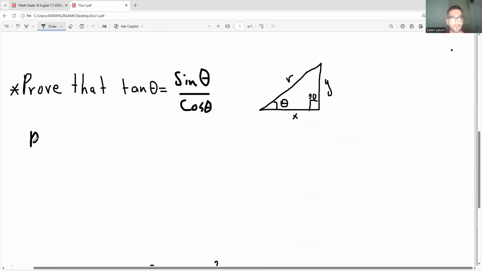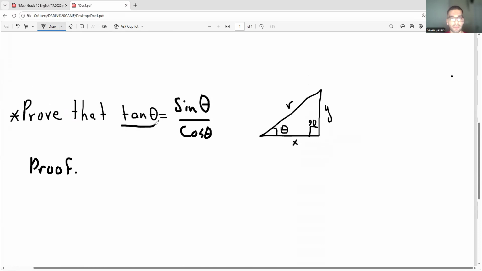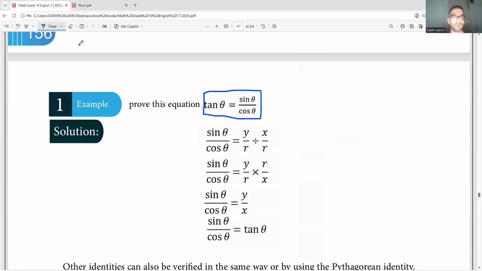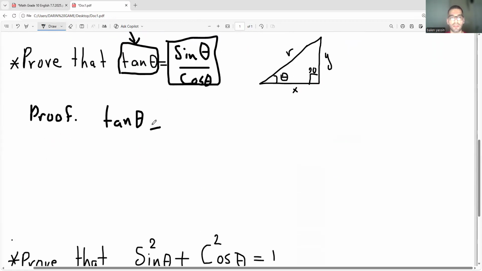Okay, so proof. How do we prove this? First things first. Again, this is the left side of the equation. This is the right side. Preferably, we start from the left side and start expanding, meaning we make it bigger so that something cancels, for example. So starting from the left side, we have tan of theta, which if you go back to the book, you can use this and just say tan of theta is y over x. So tan of theta is y over x.